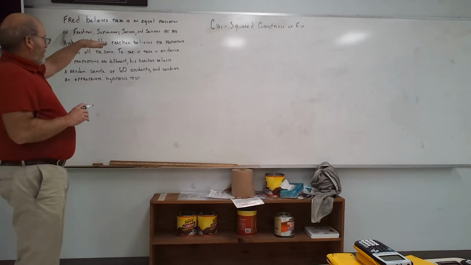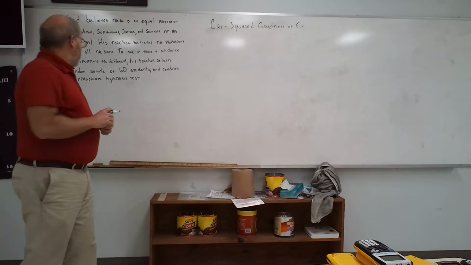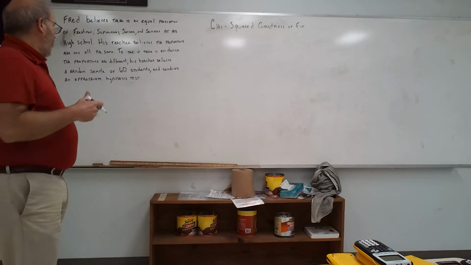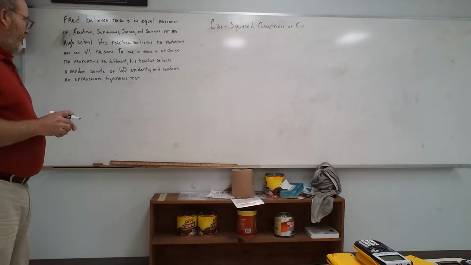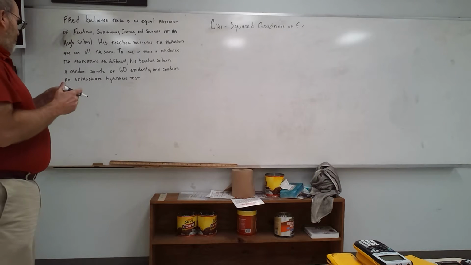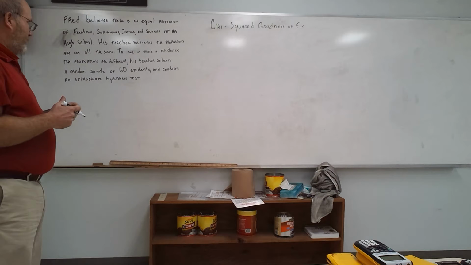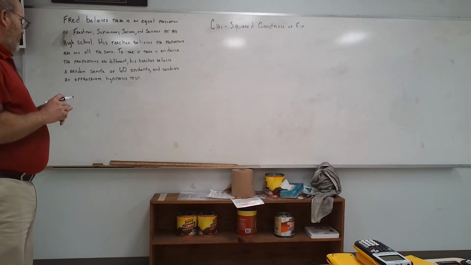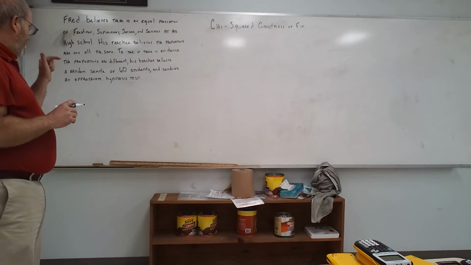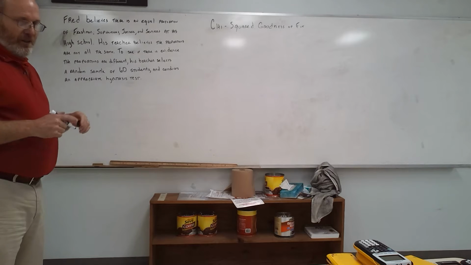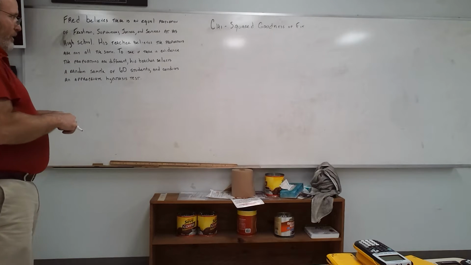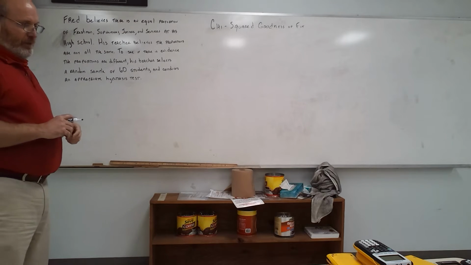Let's say Fred believes there's an equal proportion of freshmen, sophomores, juniors, and seniors in his high school, and his teacher believes that the proportions are not all the same. To see if there's evidence that the proportions are different, his teacher is going to select a random sample of 60 students and conduct an appropriate hypothesis test. The appropriate hypothesis test here would be a chi-square goodness of fit test.